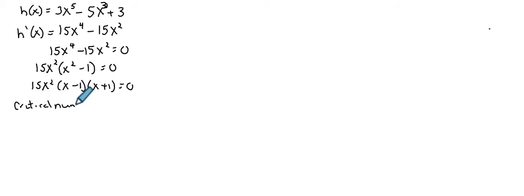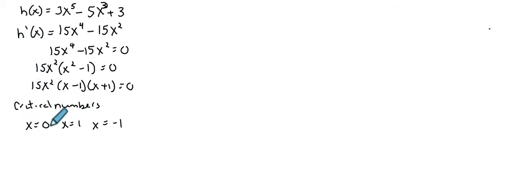numbers will be x equals 0, and then when this x minus 1 equals 0 when x equals 1, and x plus 1 equals 0 when x equals negative 1. So those are my critical numbers.